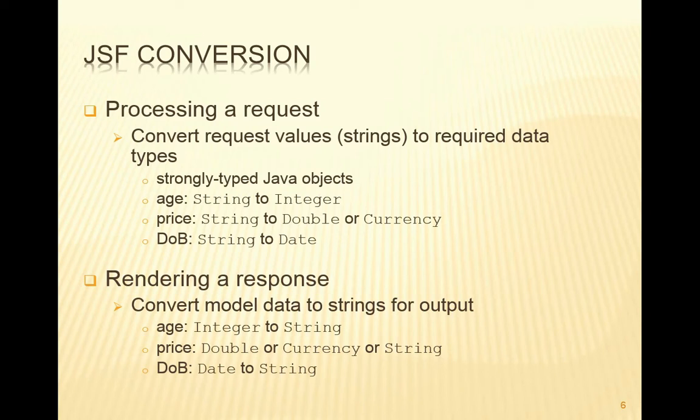JSF does all of that automatically. So a lot of this low-level conversion, we don't have to worry about anymore. And what JSF will do is convert these strings to strongly typed Java objects that we can then use. So for example, if we were processing an age, it would take the string and convert it to an integer object. If we're dealing with a price, it would convert it from a string to a double, or maybe to a currency. And dates will be converted to date objects.